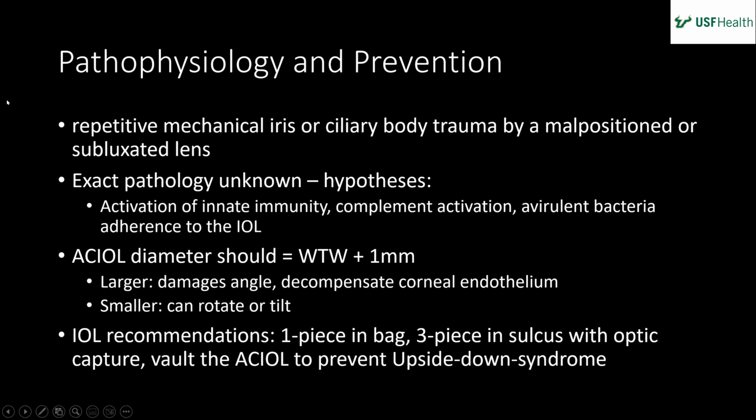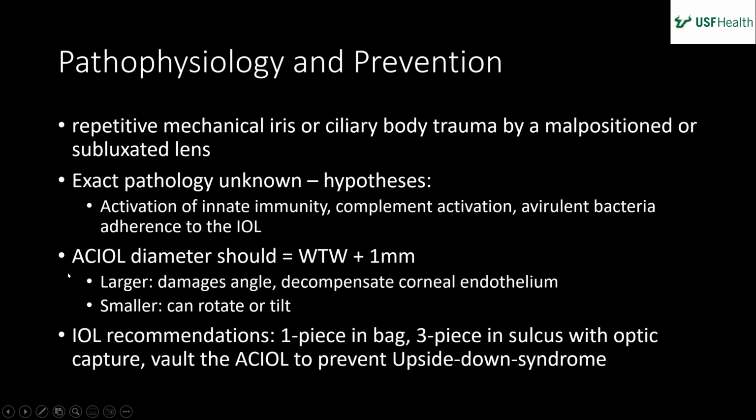Pathophysiology and prevention. Repetitive mechanical iris or ciliary trauma by a malpositioned or subluxated lens. The exact pathology is unknown. It's likely an activation of innate immunity, complement activation, maybe avirulent bacteria adherence to the IOL. It's iris chafing. And so how do you prevent this?